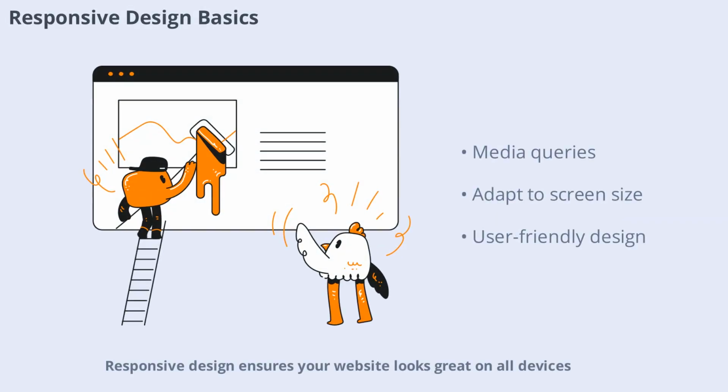Responsive design ensures your website looks great on all devices, from phones to desktops. CSS media queries let you apply different styles based on screen size. By embracing responsive design, you make your site accessible and user-friendly for everyone, no matter how they access it.